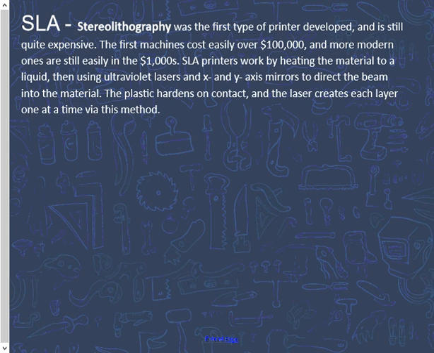So stereolithography was the first type developed. It's incredibly expensive then, and it's still very expensive now. The first machines were well over $100,000. Modern ones, if you wanted to go buy one to take home, you'd be spending probably at least $1,000.